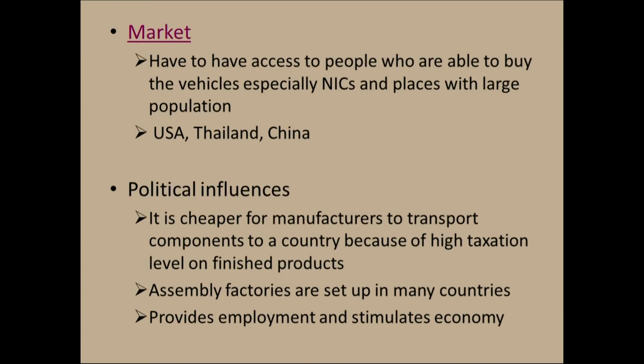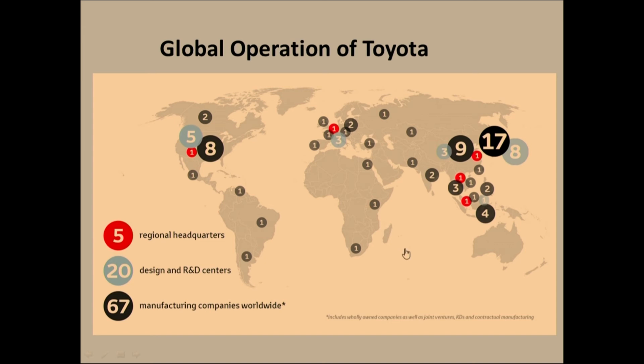We move on. Market. Market is important. Toyota needs to be located in an area where they have access to people who are able to buy their vehicles. These are mainly in places that are NICs. If you remember the topic in S3, NICs are newly industrialized countries, and also places with large populations, such as USA, Thailand, and China. If we go back to the map, we will see that on continents such as North America, Europe, and Asia, there are a lot of manufacturing companies because there's a large market there.